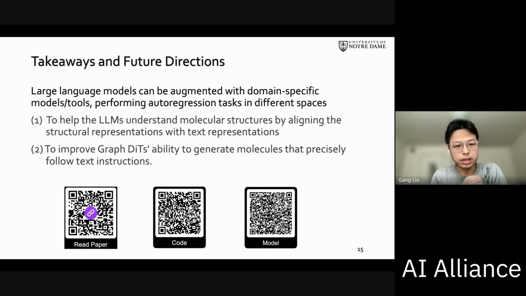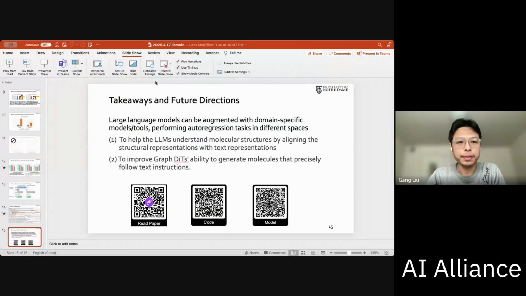Another direction is that we can improve the graph diffusion transformer's ability so that we can design molecules to more strictly and precisely follow the text instructions. Yes, that's all I want to share. Thank you.